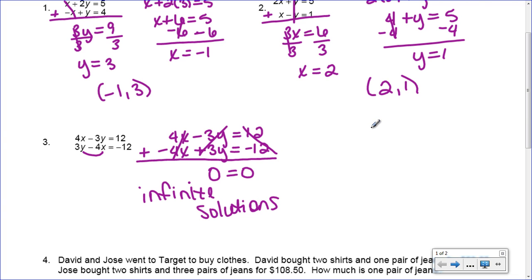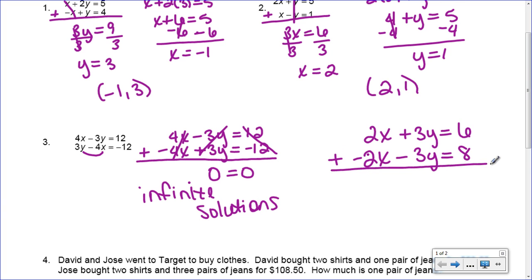Now, if I had a problem like this, 2x plus 3y equals 6, and negative 2x minus 3y equals 8, and I add these two together, the x's cancel and my y's cancel, but I'm still left with what this is when it adds up. That makes 14. So I have nothing over here but 14 over here, and this is not true. And when that happens, then you have no solution.